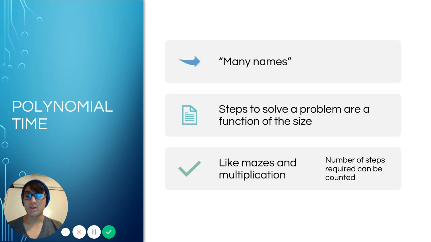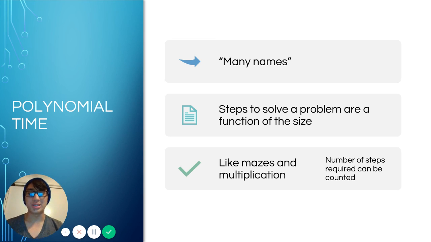So, to go over more of P, which is polynomial time, polynomial meaning many names, it refers to the steps to solve a problem being a function of the size. So as the problem gets harder, the time it would take to solve it would scale up equivalent to that. So think of mazes or multiplication.